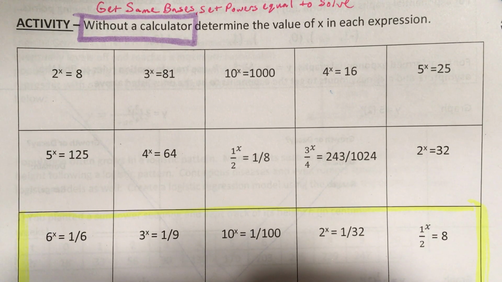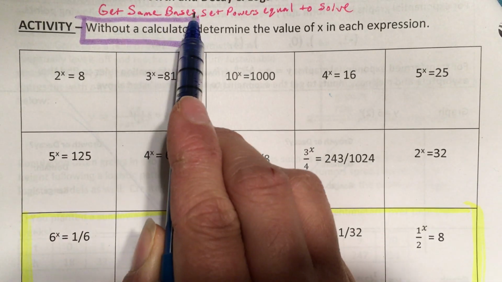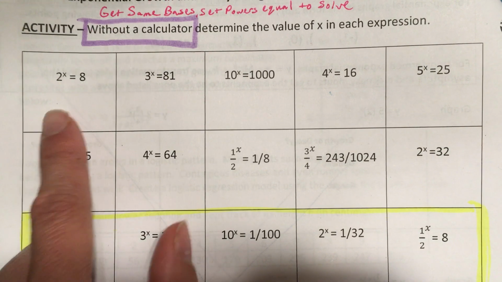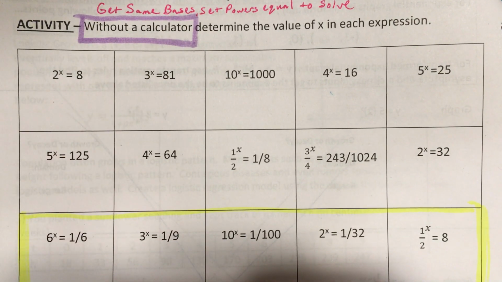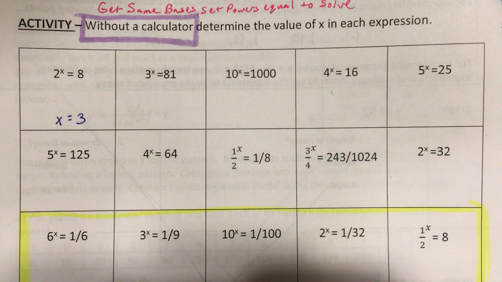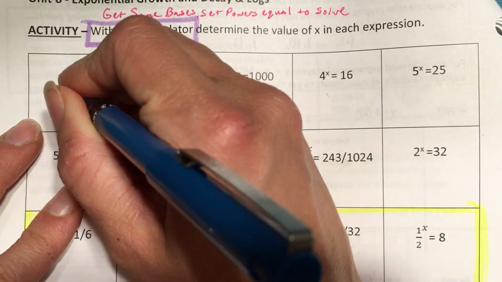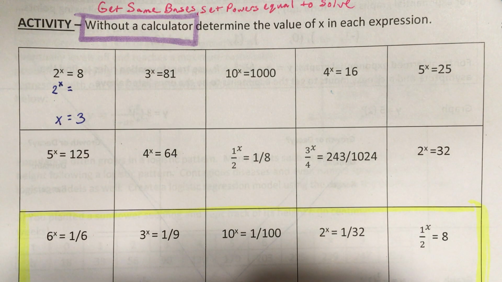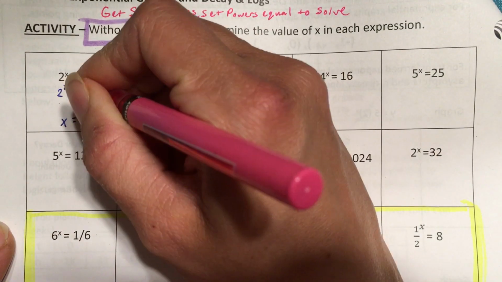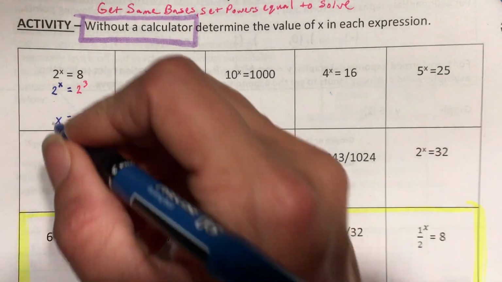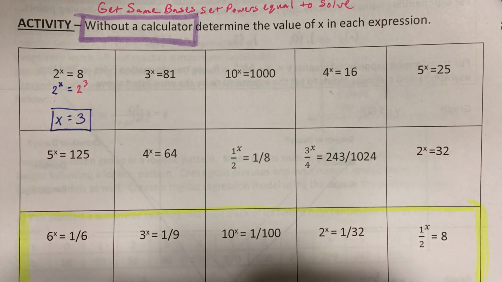Otherwise, you can use the strategy that you learned in Algebra 2 of getting the same bases and setting the powers equal to solve. So for example, if I look at this first one, 2 to the x equals 8, I'm sure most of you can figure out that x would be equal to 3. But if you wanted to try to get the same bases, what we do is look at the larger base and see if we can write it as the smaller base on the left side. So can I write 8 as base 2? Yes, 8 would be 2 to the third. So once I have the same bases, if 2 to the x equals 2 to the third, then x has to be equal to 3.